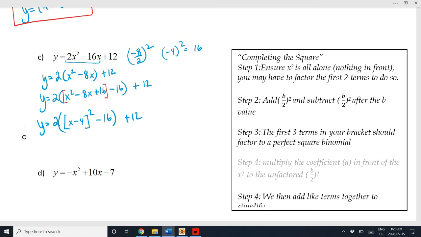So this new step here says step 4, multiply the coefficient a in front of x squared to the unfactored b divided by 2 squared. So we have to multiply this 2 into the 16 before we finish off. And so we're going to get y is equal to 2, and what we'll do is we'll keep the bracket here, (x − 4)², and 2 times negative 16 is negative 32 plus 12. So once we do that, we can get rid of the bracket, and we're going to get something that looks like this.